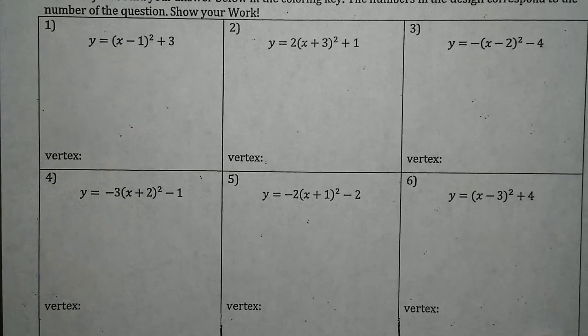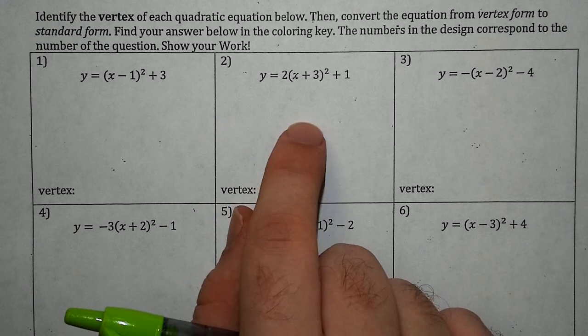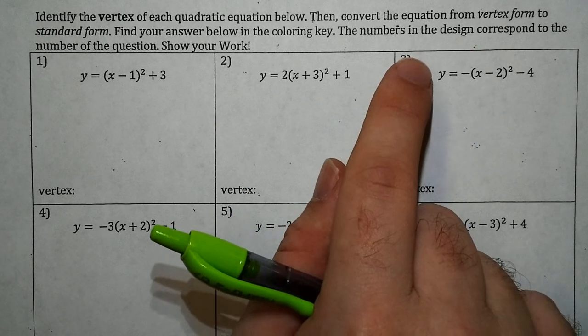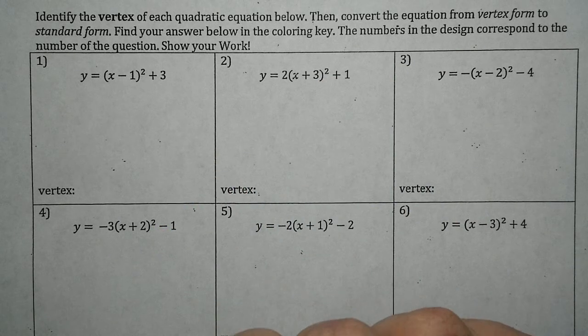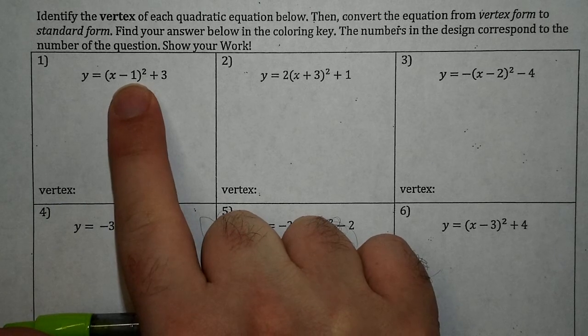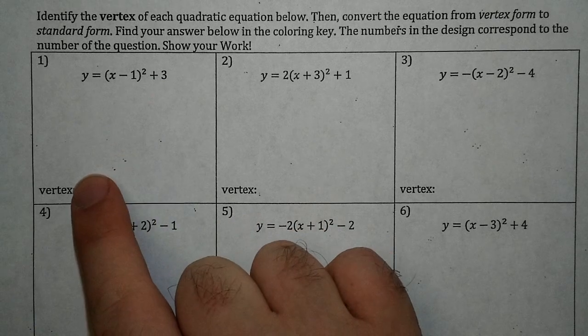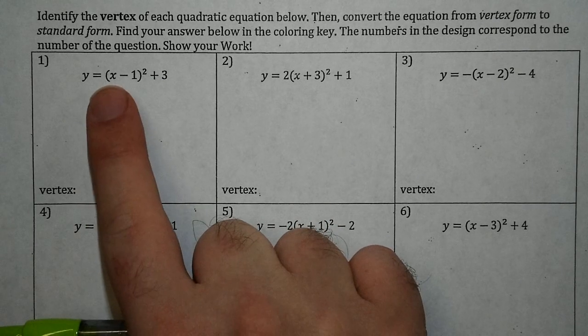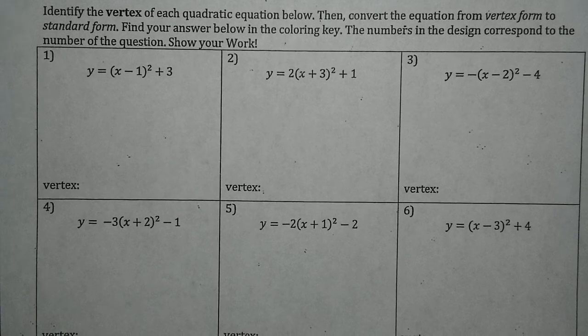And then on the bottom, it says identify the vertex of each quadratic, then convert from vertex form to standard form. So make sure to identify the vertex first. So this vertex, x is going to be plus 1, y is right there, 3, so positive 1, positive 3. And then convert this into standard form. Make sure to complete all of them.